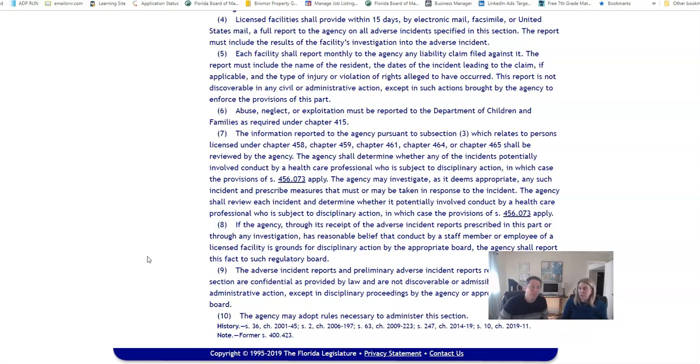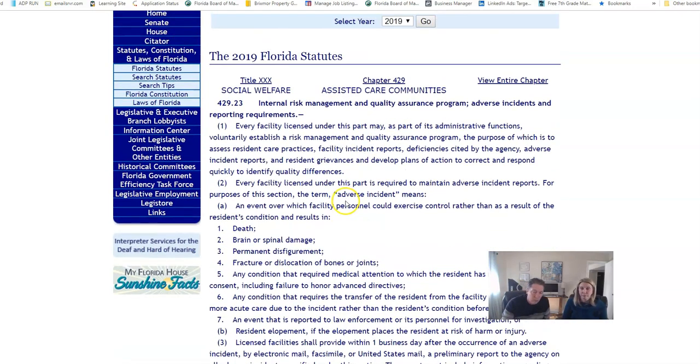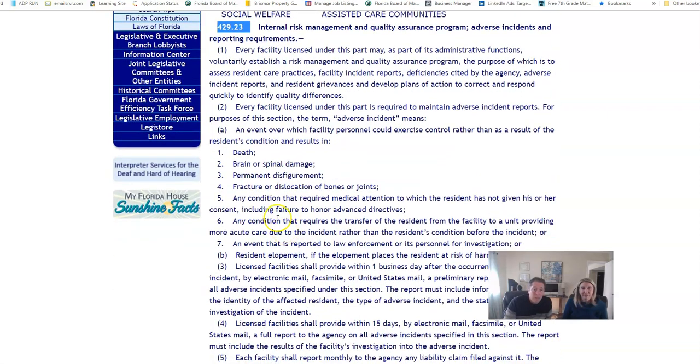Okay, that's all. That's not going to be on your test. No. But good to know. So basically, if an incident happens and you don't know what to do, come right back to section 429.23. You can just Google it. You can say Florida assisted living adverse incident reporting, and it's going to pull up anyway. And you just go through here.